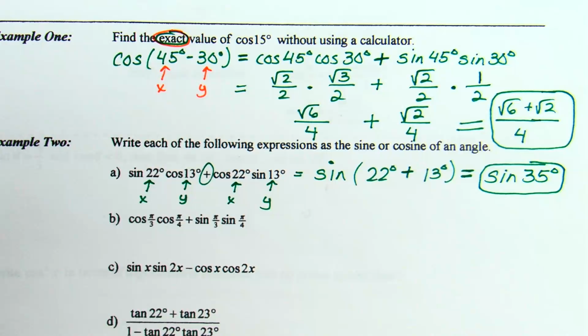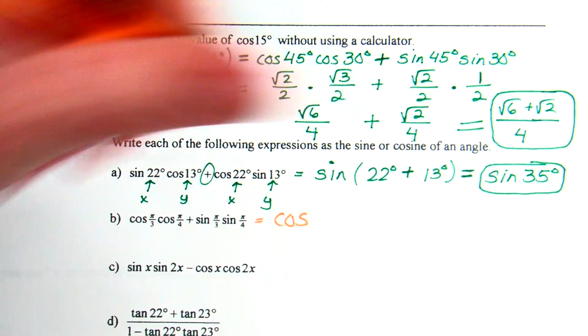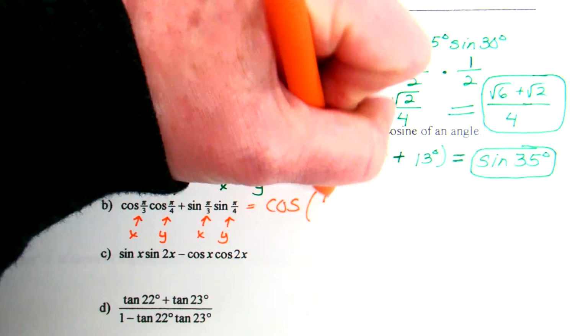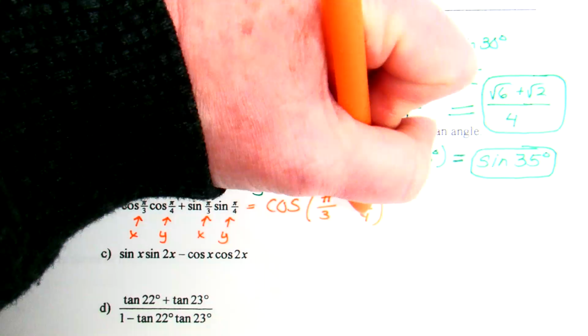What do you notice about B? It's cosine, cosine, plus sine, sine, which matches up with the form of a cosine identity, yes? Okay. Can you identify your x and y values? X is pi over 3, y is pi over 4. So that means this is going to be cosine of pi over 3 and pi over 4.